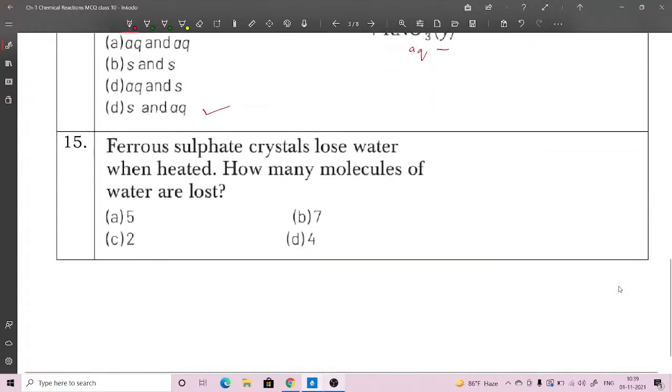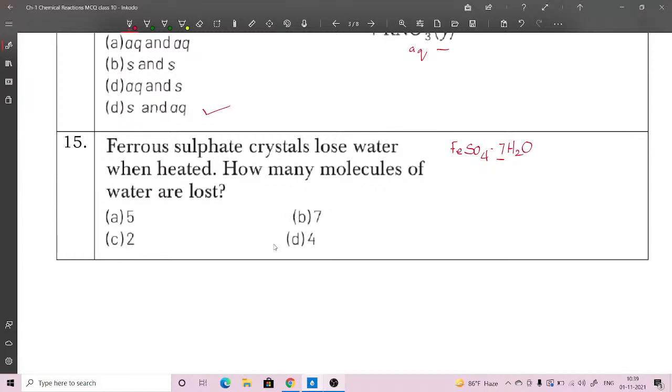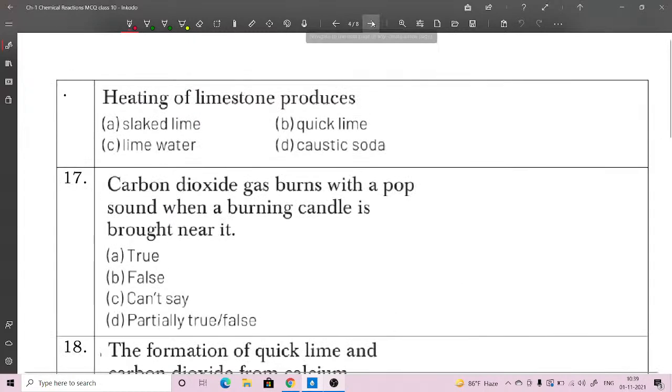Question number 15. Ferrous sulfate crystals lose water when heated. How many molecules of water are lost? FeSO4 has 7 waters of crystallization, 7 molecules of water. It is also called ferrous sulfate heptahydrate. So the correct option is A 5, B 7, C 2, or D 4. The correct answer is B, 7. Let us move on to the next set of questions.